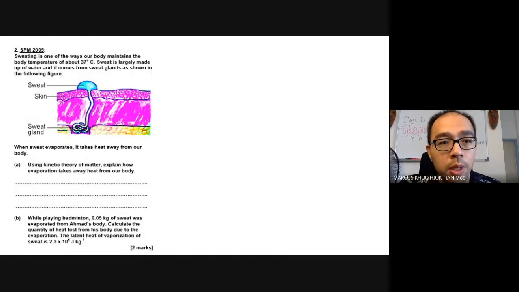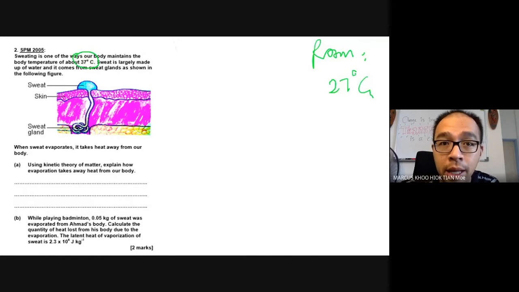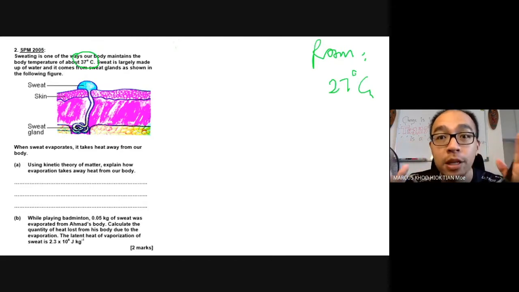Now, sweating is one of the ways our body maintains the body temperature of 37 degrees Celsius. Our internal body temperature is about 37 degrees Celsius. Generally, it is accepted that body temperature is 37 degrees Celsius. Room temperature, this is good for chemistry, is always 27 degrees Celsius. It's very important that our body is hotter than the room. Because if the room is hotter than our body, then the heat will come into our body, which is not a good thing. Remember thermal equilibrium.